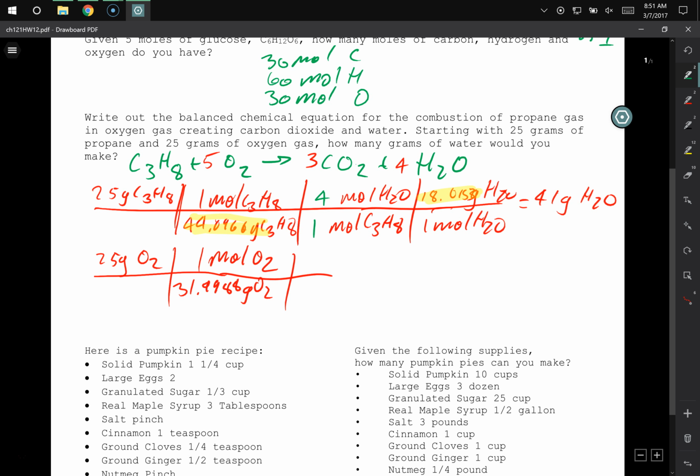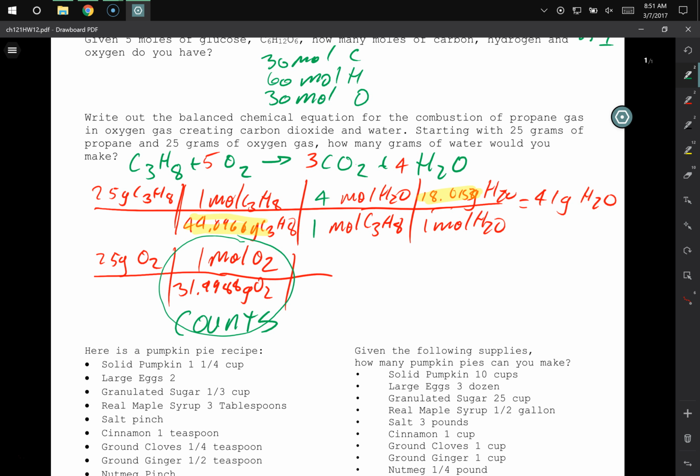So what does this first thing do for us right here? Counts. That counts how many molecules I'm starting with. Why do I care about the count? It's always going to be the O2 and the mass of the O2. So you have 25 grams of O2, and you're going to set it over the 1 mole of O2, every single time.